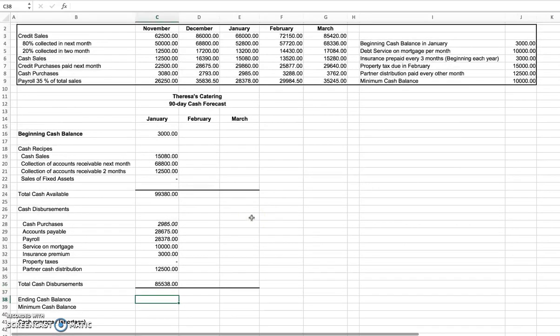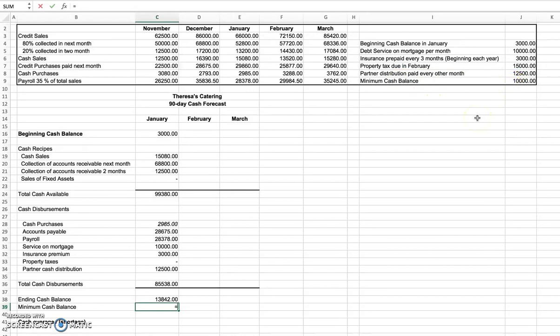So now we simply are going to take a look at the difference between the money that comes in, the inflow, subtracted by the money that goes out, and we'll see what our ending cash balance is. Okay, so we have an ending cash balance of $13,842. Now, with a cash flow forecast, we usually have some sort of minimum balance or budget that we want to make sure that we don't go below. In this case, we have a minimum cash balance of $10,000.